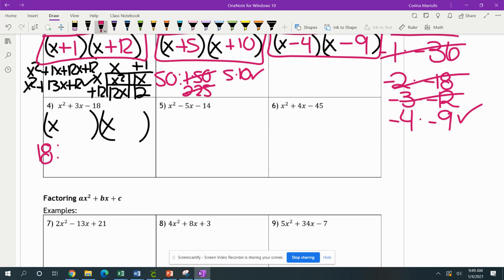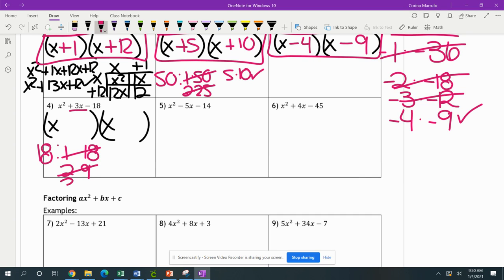Okay, so when this happens, we have 1 and 18 gives us 18. And so what we're going to do is instead of adding them together, we're going to subtract them. Okay, because one of them has to be negative. So if we do 1 minus 18, that gives us negative 17, and we're looking for a positive 3. So this is not our factors. Okay, so we move on to the next one. 2 times 9 gives us 18. We know one of them is going to have to be negative. So if I subtract them, 2 minus 9 would give us a negative 7. So this is not it.